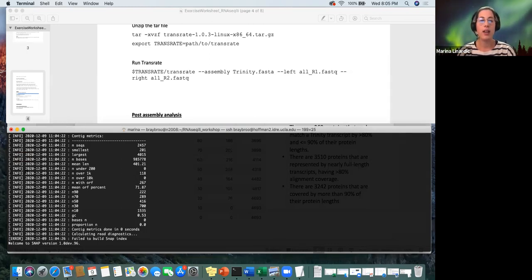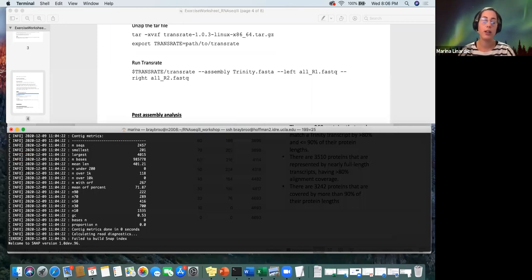Then this n under 200 tells us the number of contigs shorter than 200 bases, and over 1K, the number of contigs greater than 1K, over 10K, greater than 10K, and with open reading frame, so the number of contigs that had an open reading frame, mean open reading frame percentage if not the whole open reading frame was covered, and 90, 70, 50, 30, 10. So this is practically the same as in the NX contig statistics. So the largest contig size at which at least a percentage of bases are contained within that contig.